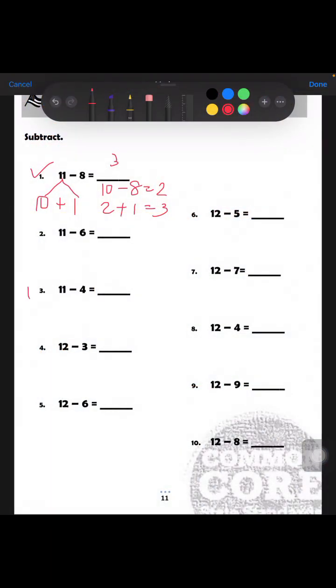Okay, we talk about question 3. We need to find 11 minus 4. We split 11 into 10 and 1. 10 minus 4 equals 6. And 6 plus 1 equals 7.